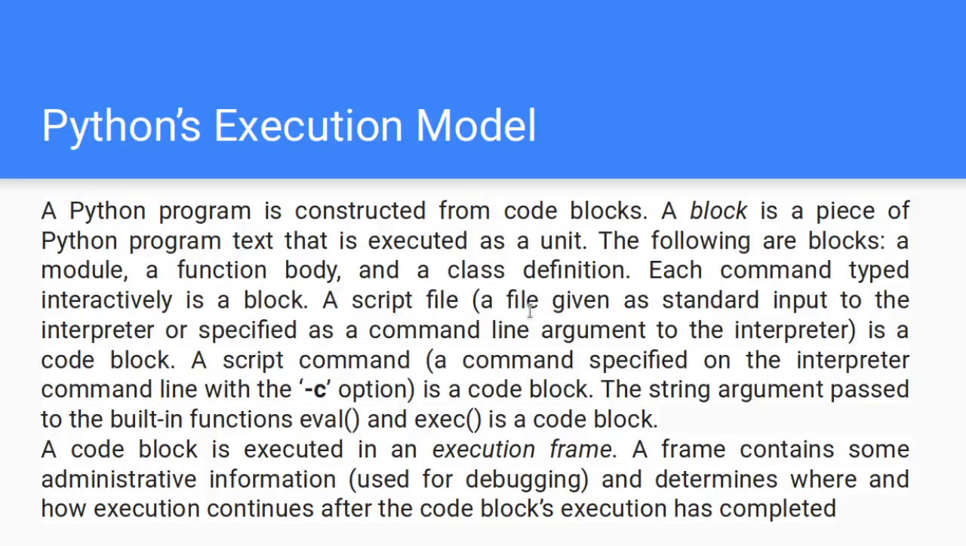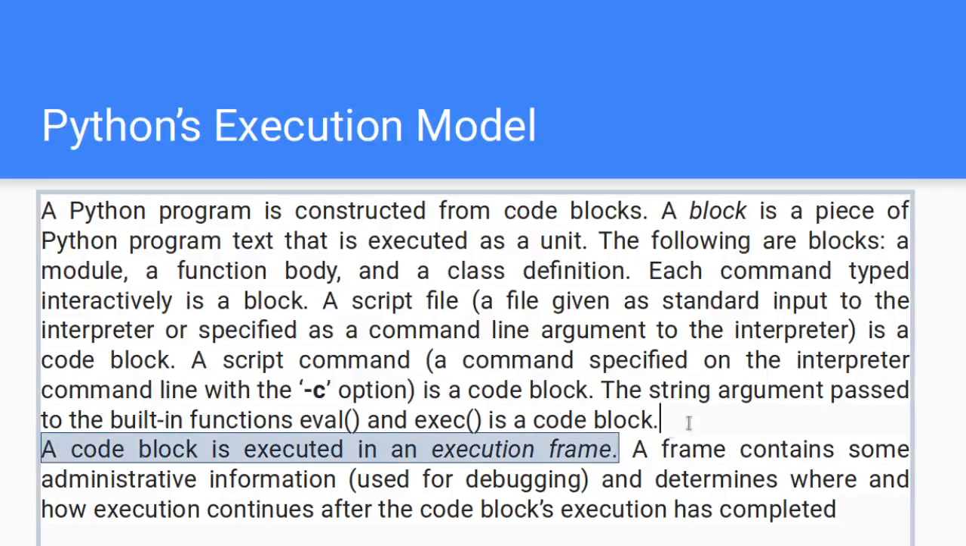A script command, -c option, is a code block. The string argument passed to the built-in functions eval and exec are code blocks. Those are all different ways to tell the interpreter what code you want it to interpret. Script file or command line or an eval, exec function call. A code block is executed in an execution frame. A frame contains some administrative information, used for debugging, and determines where and how execution continues after the code block's execution has completed.